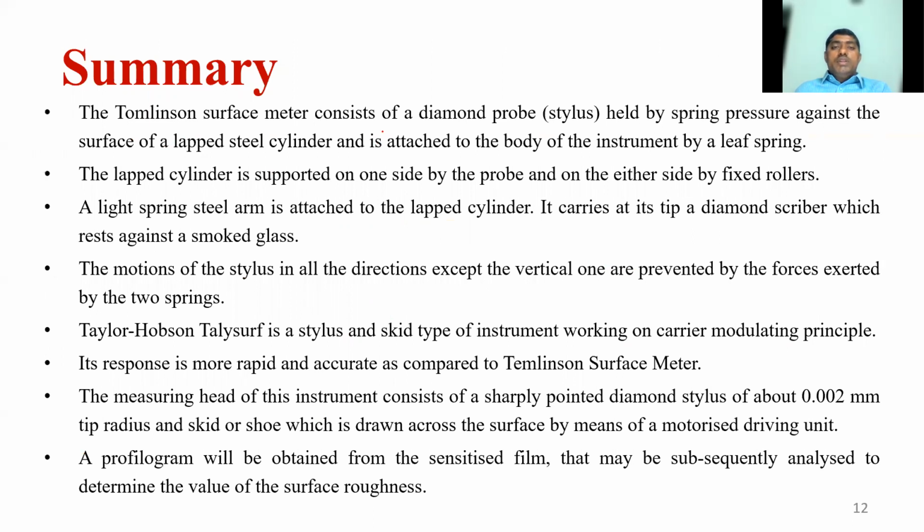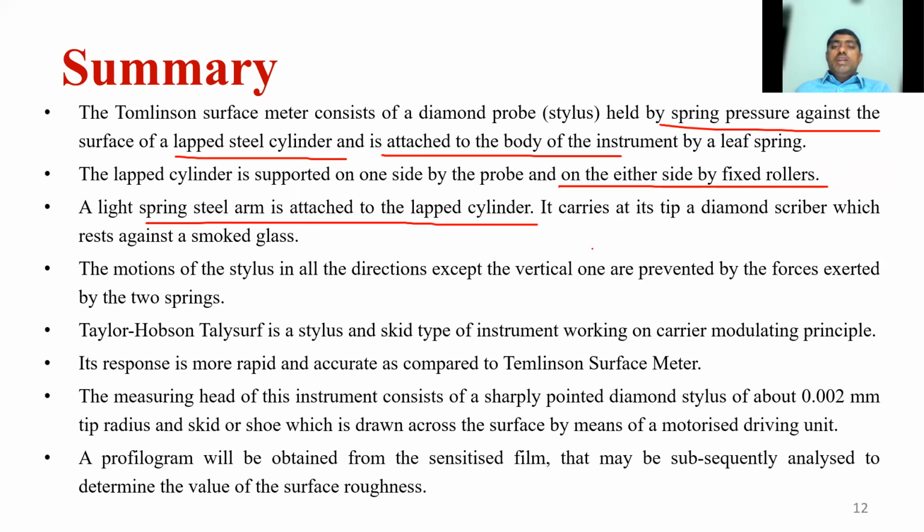The Tomlinson surface meter consists of a diamond probe held by spring pressure against the surface of a lapped steel cylinder, and it is attached to the body of the instrument by a leaf spring. The lapped cylinder is supported on one side by the probe and on the other side by fixed rollers. A light spring steel arm is attached to the lapped cylinder. It carries a diamond tip scriber, which rests against a smoked glass. The motions of the stylus in all directions except the vertical one are prevented by the forces exerted by the two springs.